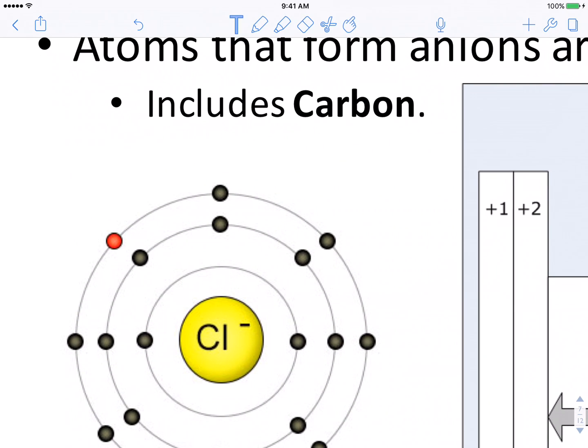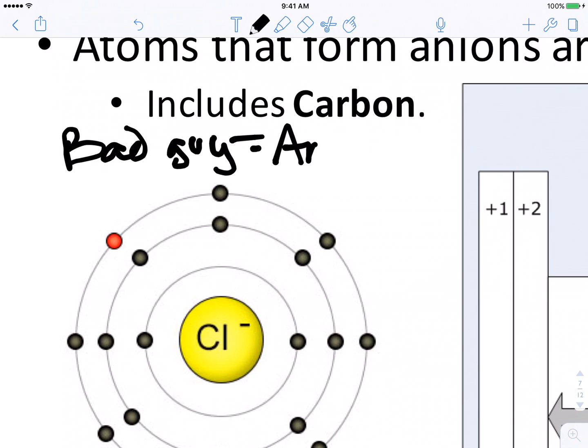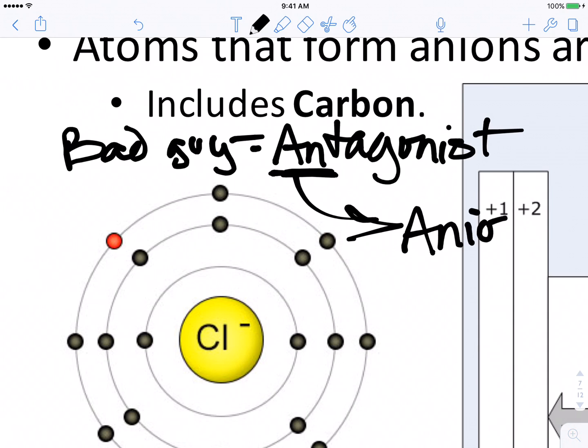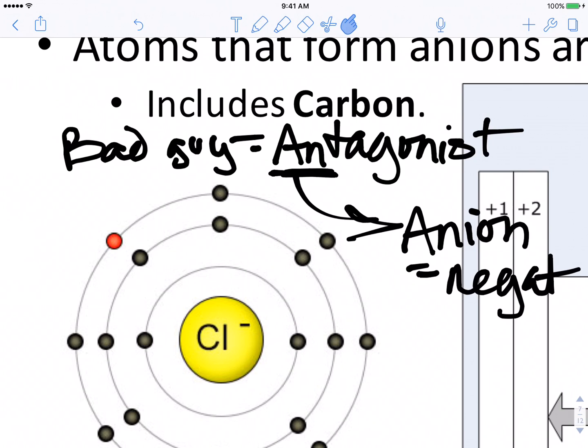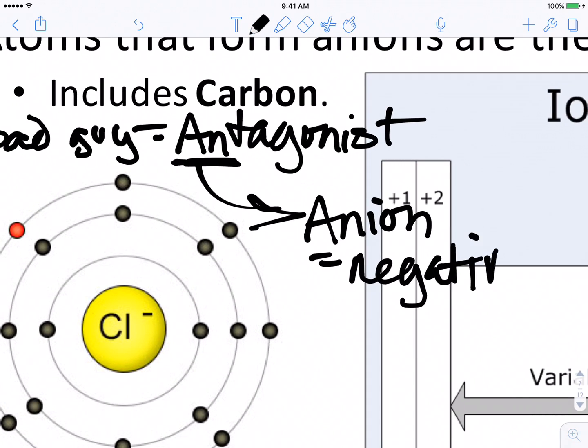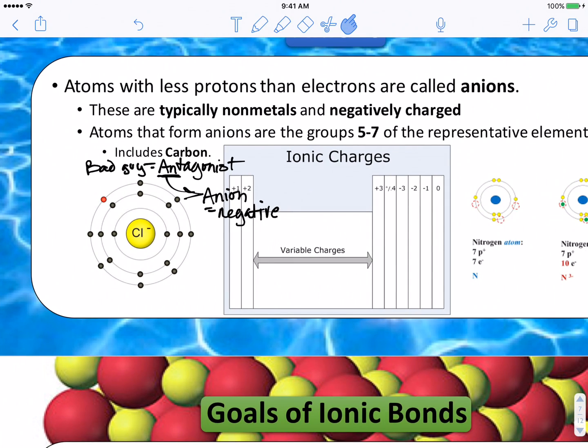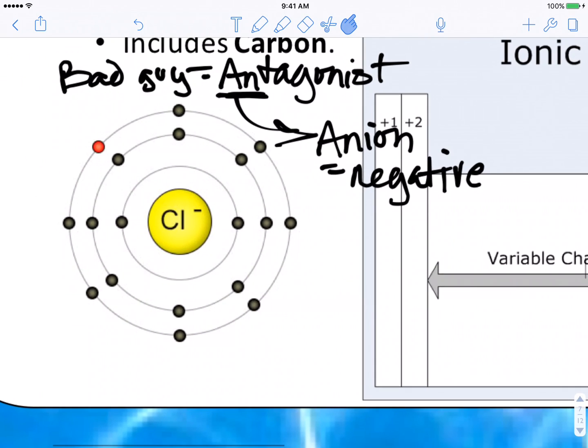If we look at the bad character in a novel, bad character, bad guy, is the antagonist. Anions are negative. Okay, negative is a synonym for bad. So if we think about that, an, for anion, equals negative. Helpful mnemonic device.